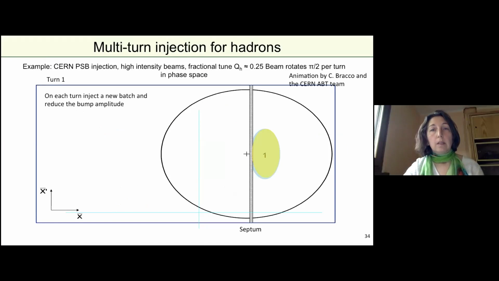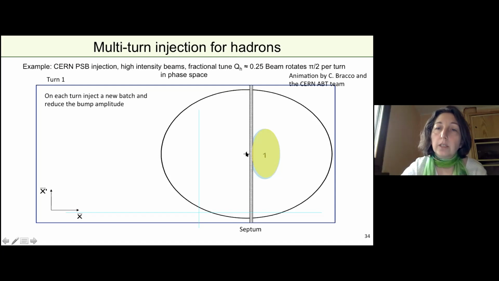Now, this is a nice animation done always by Chiara Bracco and available at that school. What happens in the phase space? This is again the phase space. This is the 0 position of the beam pipe, so the center of the beam pipe, and this is the septum. The septum is at a given position X. And then the beam coming from the transfer line is here at position 1. And because of a bump, you bring the closed orbit here at this point.